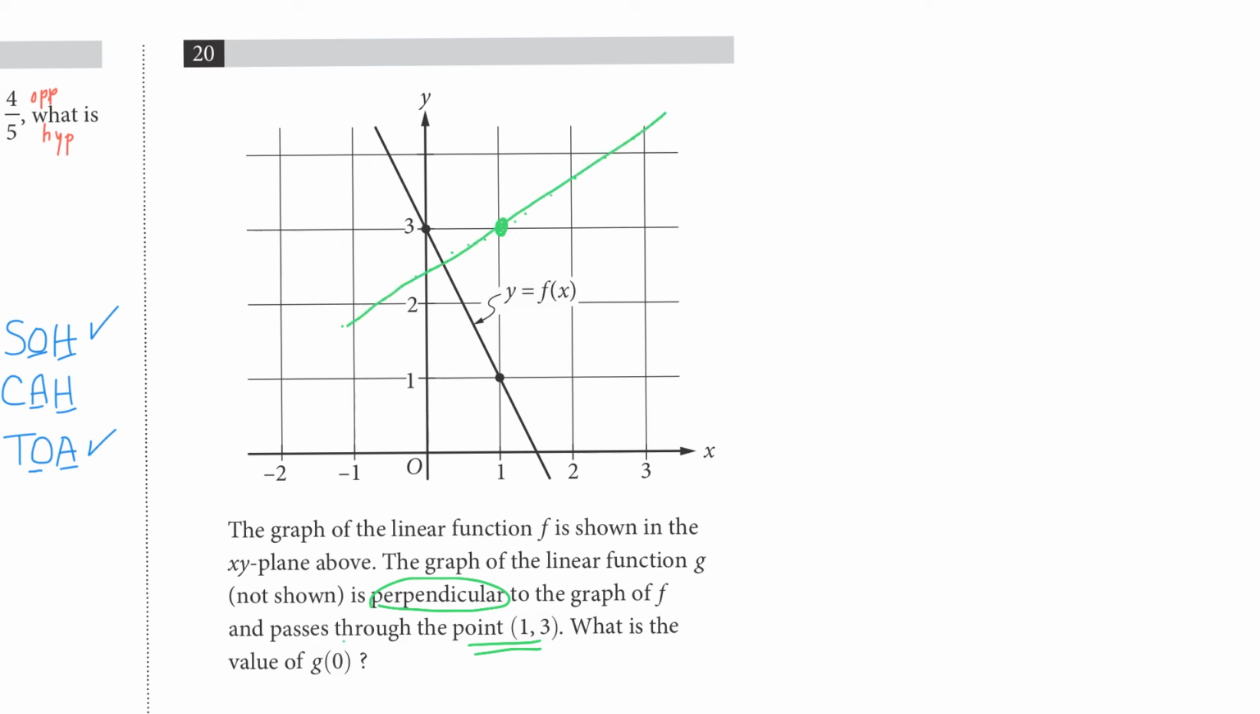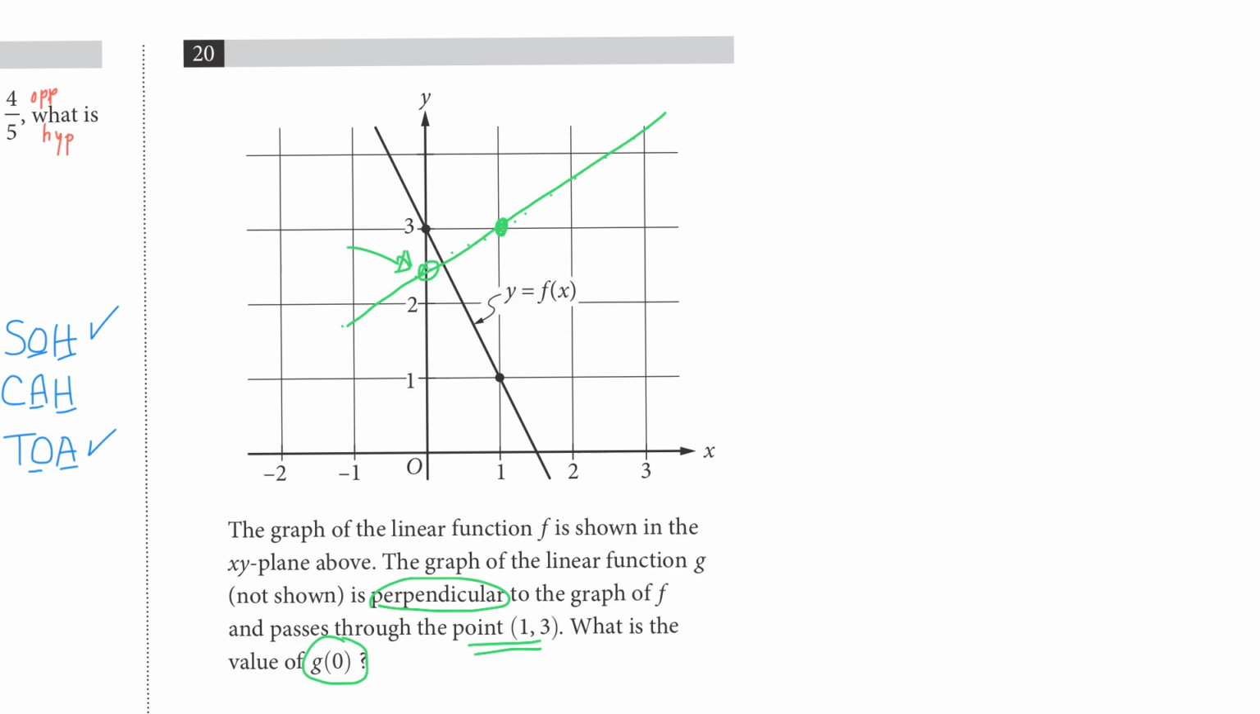What is the value of g of 0? In other words, in the function when x is 0, they're actually asking for the y-intercept. And it looks like it's somewhere between 2 and 3, and we're not sure what that is. It could be 2.4, 2.5, 2.6, somewhere in there. So we need to calculate this.